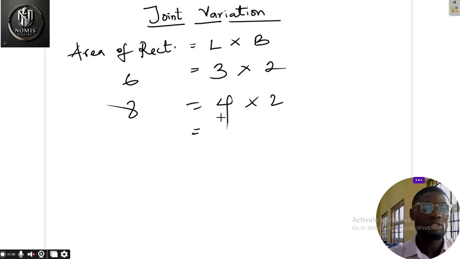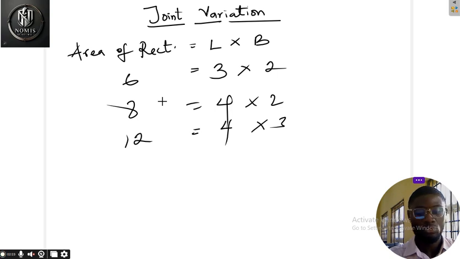So what happens if the length changes to 4 and the breadth changes to 3? It will still affect the area of the rectangle. Let us study the variation that happens. Now it is 12. Now you see that as the length increases, the area of the rectangle increases, even though the breadth did not increase. As the breadth increases, the area of the rectangle increases, even though the length did not increase. When the two increase, what happens? The area of the rectangle increases. So it means that in joint variation, we can have inverse variation and direct variation between two or more quantities.